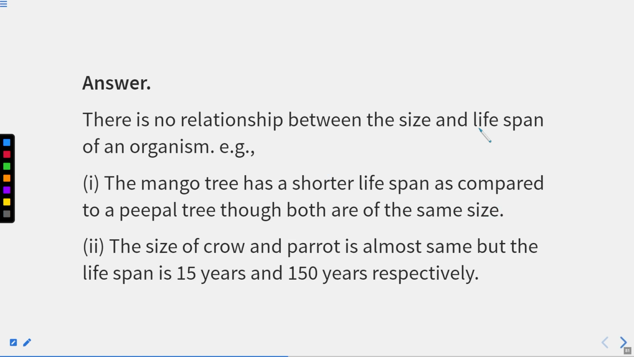Now, the second point: the size of the crow and the parrot is almost the same. This you already know, you have seen, but the lifespan of a crow is 15 years only, and the lifespan of a parrot is 150 years. So there is a huge difference, but the size of both crow and parrot is almost the same. So there is no relationship between the size and the lifespan of the organism.